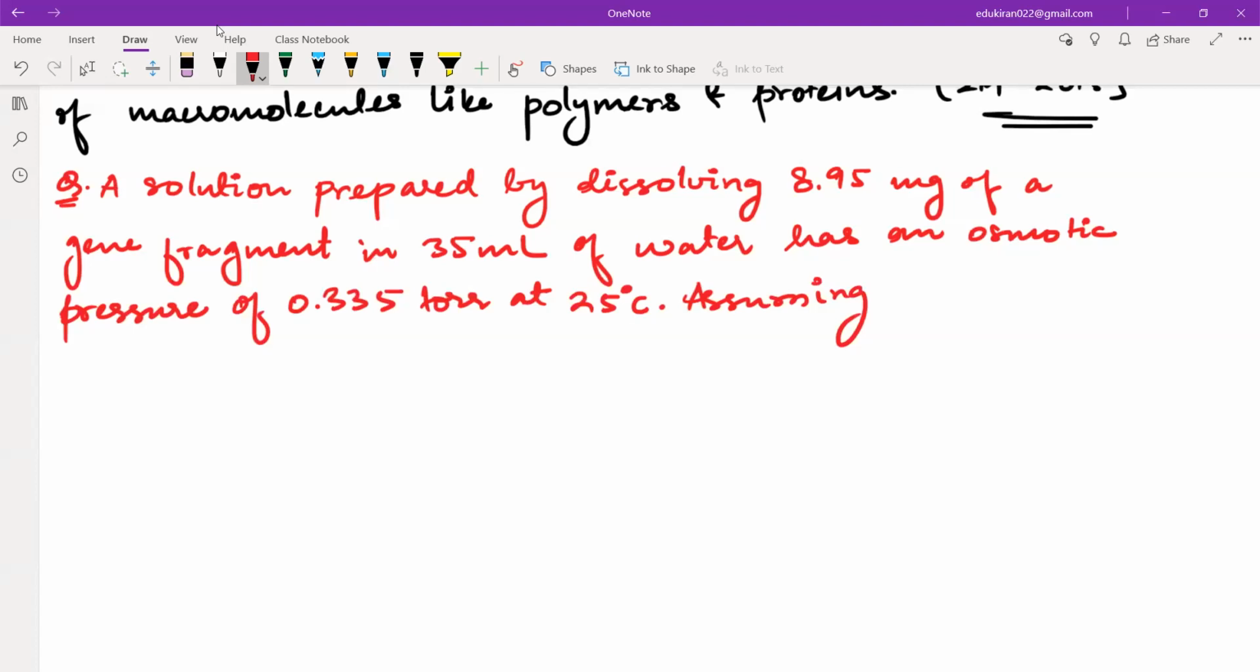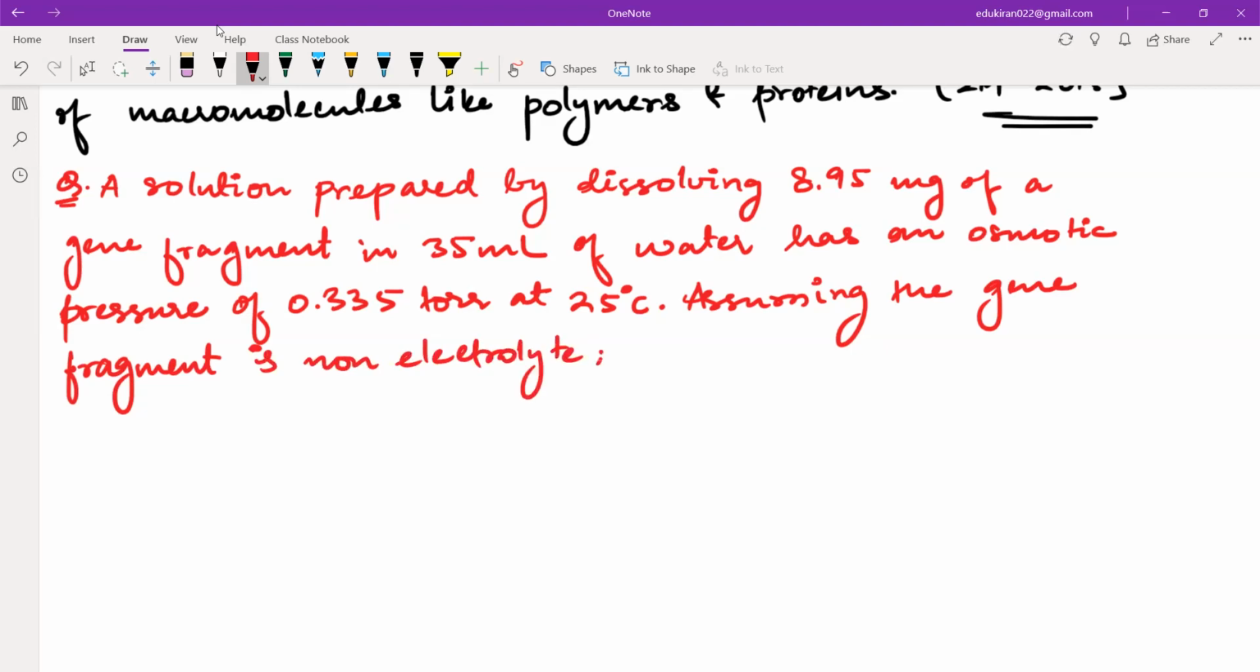Assuming the gene fragment is a non-electrolyte, determine its molar mass. Okay, so we try this question.